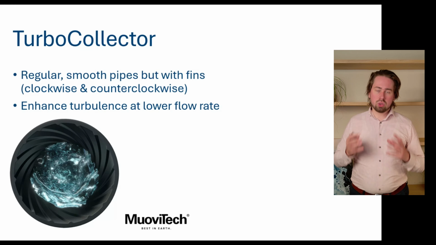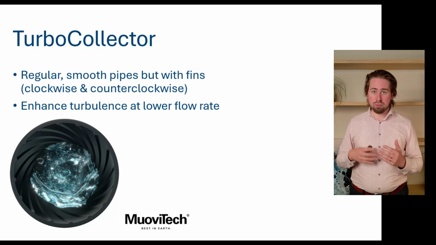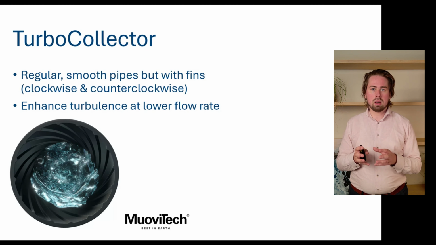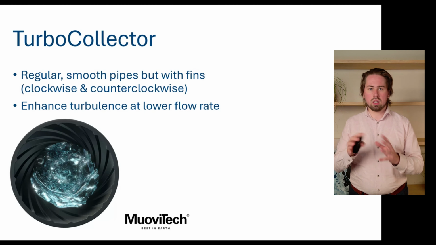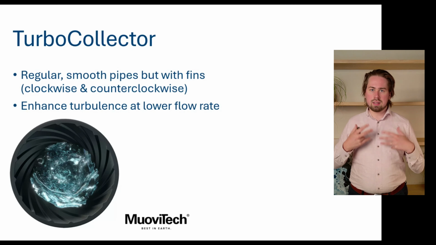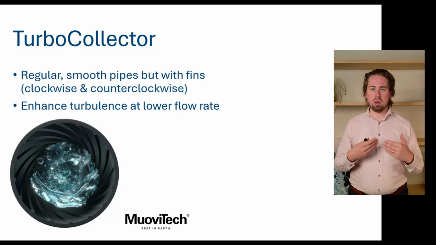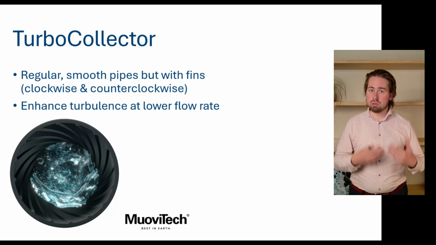This is the first chapter of the sixth part where we will be talking about the TurboCollector from MuoviTech. Now the TurboCollector, it's an innovative type of heat exchanger. It's based on a circular smooth pipe, but now with fins inside. So when you move through this pipe, you will see that the fins rotate clockwise and counterclockwise. And the idea is that these fins induce turbulence at a lower flow rate, meaning that the heat transfer will increase in these areas.